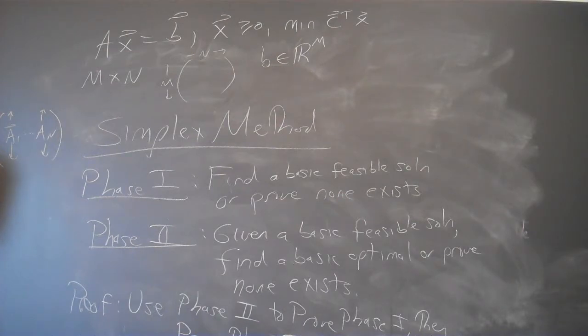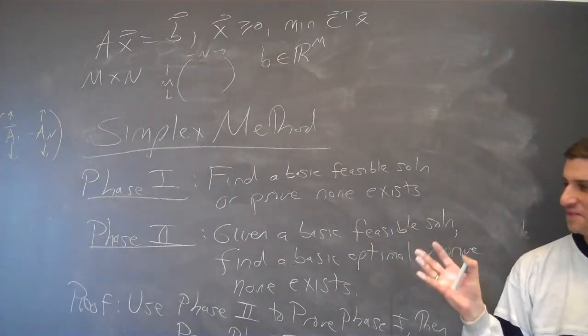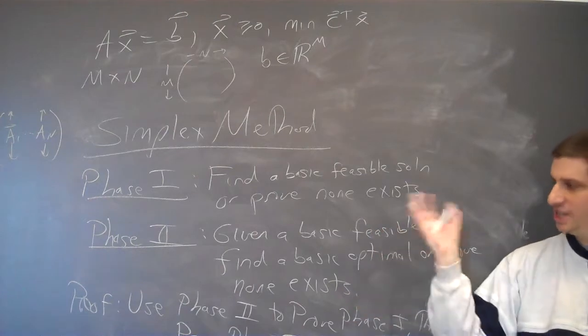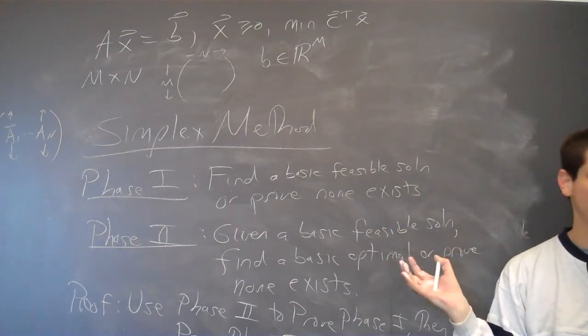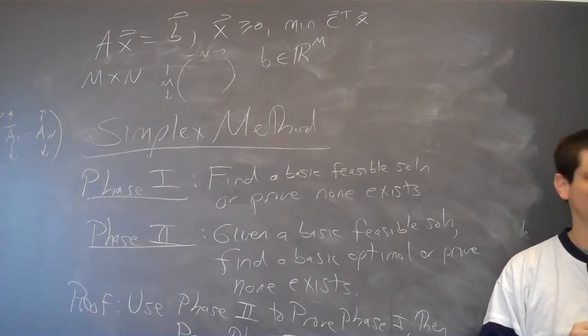So if you haven't seen this before, something should seem fishy. You're kind of backwardly using phase two to prove itself. Yes. It turns out it's acceptable. Okay, so this is an extremely clever idea. Phase one: find a basic feasible solution or prove none exists. Phase two: given a basic feasible solution, we find a basic optimal. We're going to use that to find a basic feasible solution.